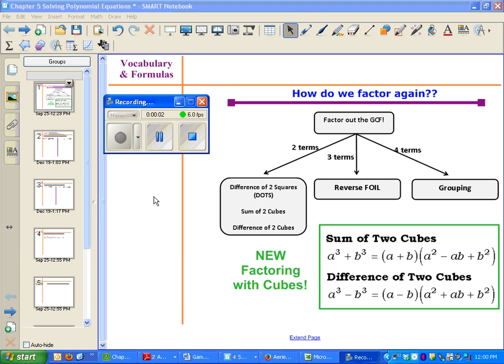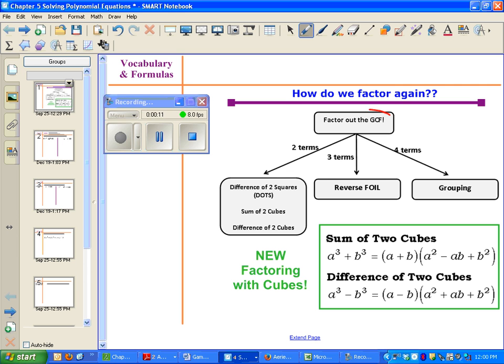Okay, chapter 5, solving polynomial equations. We do everything by factoring. So we want to very first factor out the GCF. That is the very first thing we're going to do. If there is no GCF, then if it's two terms, we have the difference of squares, which factors into, well, if we had x squared minus 4, that would be x minus 2 and x plus 2.